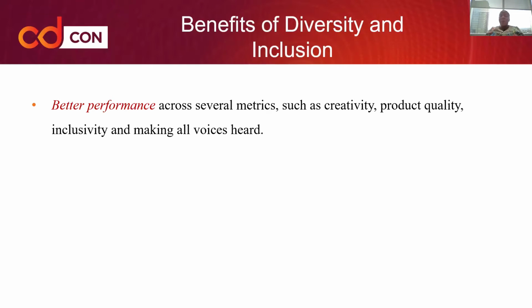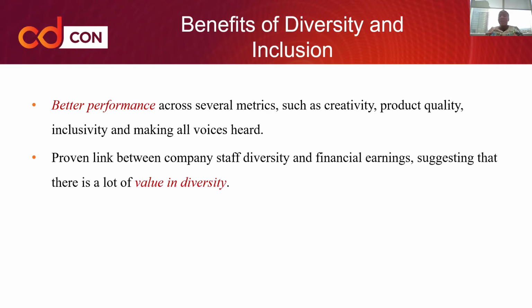Now, what are some other benefits of diversity and inclusion we have? This is better performance across several metrics, such as creativity, product quality, inclusivity, and making all voices heard. There's a proven link between company staff diversity and financial earnings, suggesting that there's a lot of value in diversity. So these studies generally focus on different industries and for-profit companies, but the effects shown may also contribute to higher code quality in more diverse open source communities.